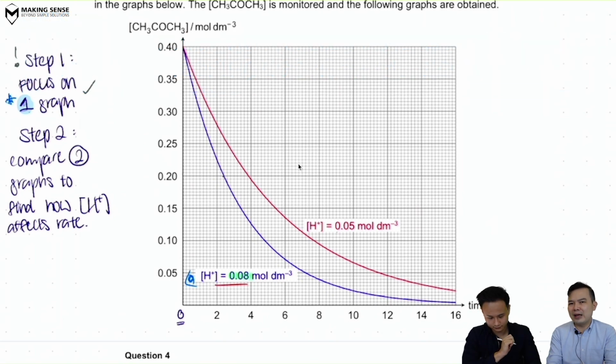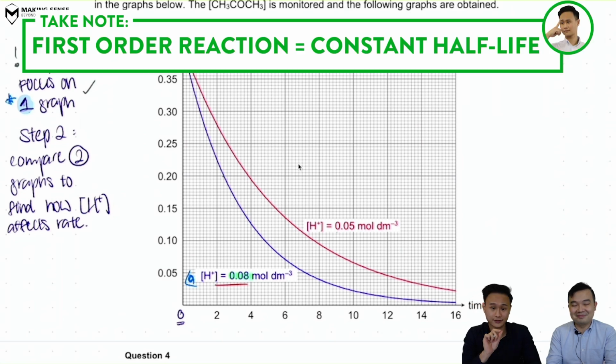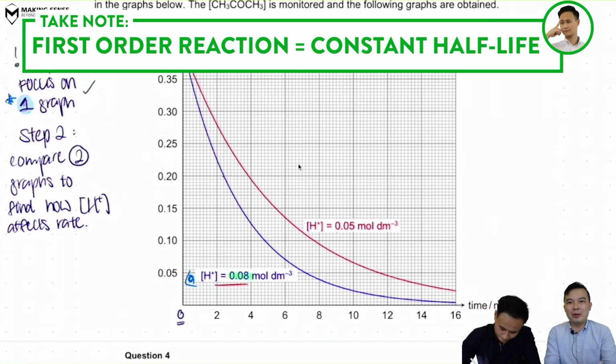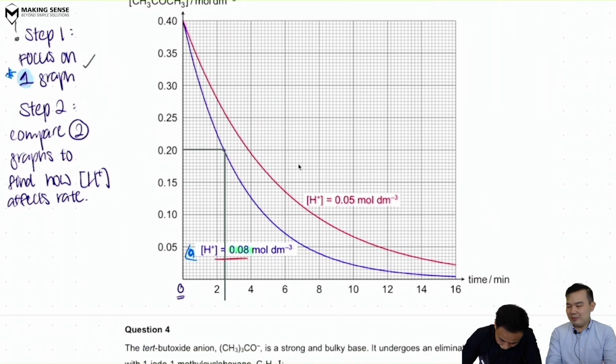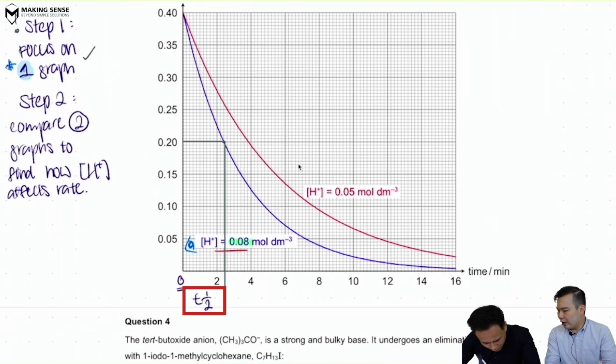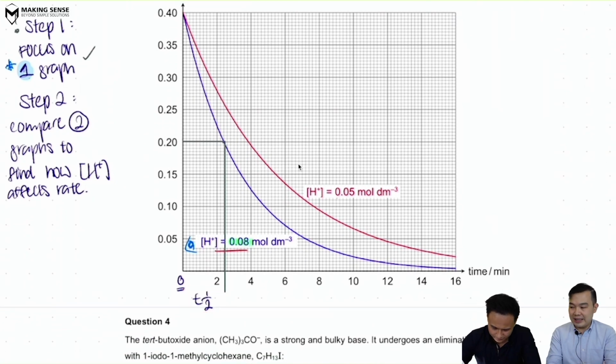And how do I prove that it's going to be a first order graph? Well, we need to check the half-life, because if it's first order, then your half-life is constant. Sure. So we're going to draw in the half-lives. We start off with 0.4 mol per dm cubed, and we're going to halve it. So we look at 0.02 and look at the t half accordingly. And from there, Mr. Tim, roughly around 2.4, 2.8 minutes, thereabouts. Then we're going to go for a second one.